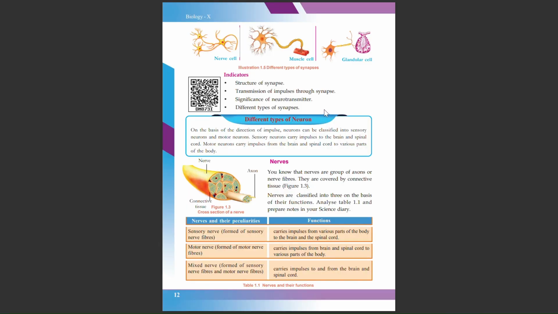So on the next page we have nerve cell, muscle cell and glandular cell. That is three types of connections, synapses. The first one is from neuron to neuron. The second one is from neuron to skeletal muscles. This is called the neuromuscular junction, and this would be the neuroglandular junction. Okay.